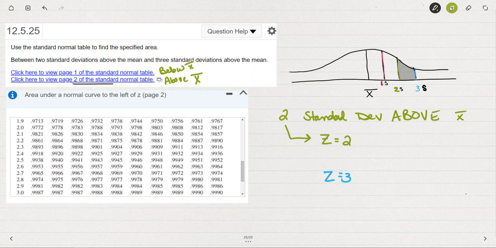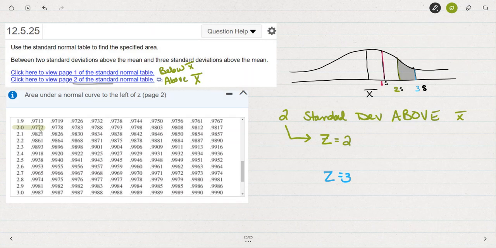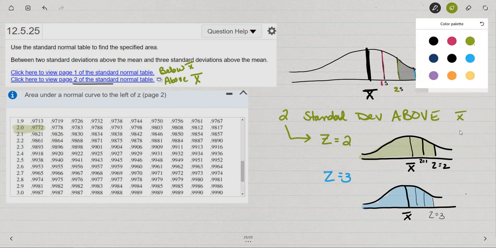So using the chart, I can find that, let me highlight it here. When z is 2.0, the area is 0.9772. What that means, let me do a little sketch of that. What that means is that the area to the left is 0.9772. So you can see the sketch here of what this 0.9772 represents. Let me write the value here.